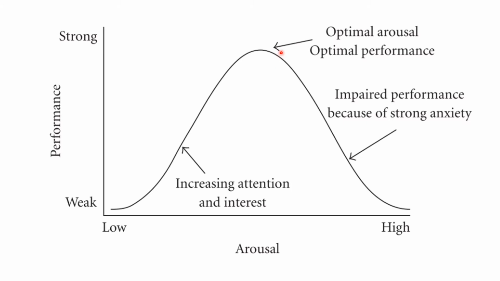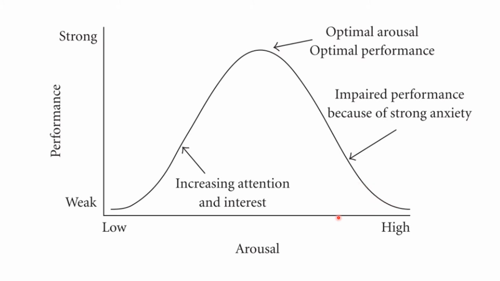Now, once arousal gets even higher than this, your performance will begin to decrease, because at that point you're getting heavier and heavier anxiety, and that anxiety is impairing your performance. You're too anxious to be able to think straight. You're too worried to be able to think straight, and so it's going to have negative effects on your performance.